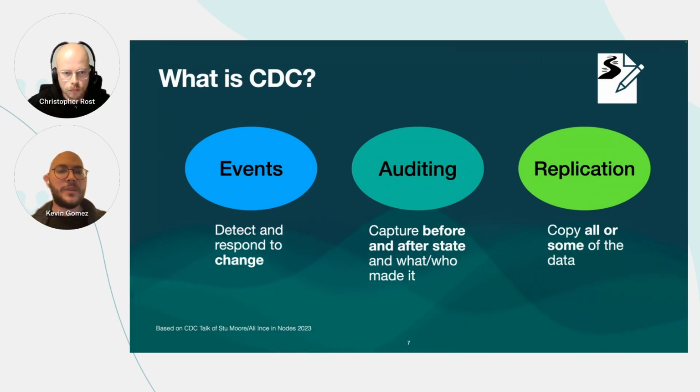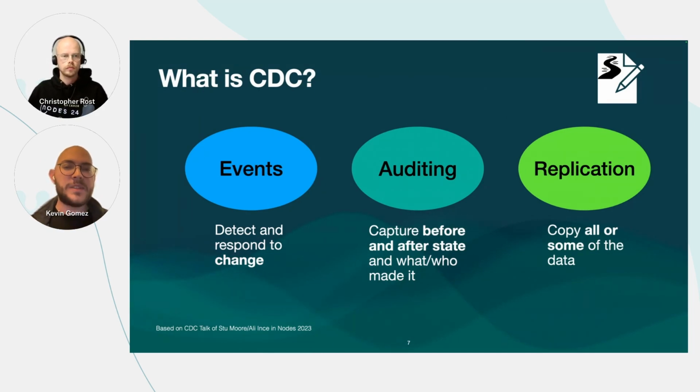First, we can react to events. We can say, hey, I want to detect and respond to change in our data. The second one is auditing, meaning I want to actually very specifically know the before and the after state of the changes that occurred in our database. And I also want to have some meta information about who did the change and what changed.